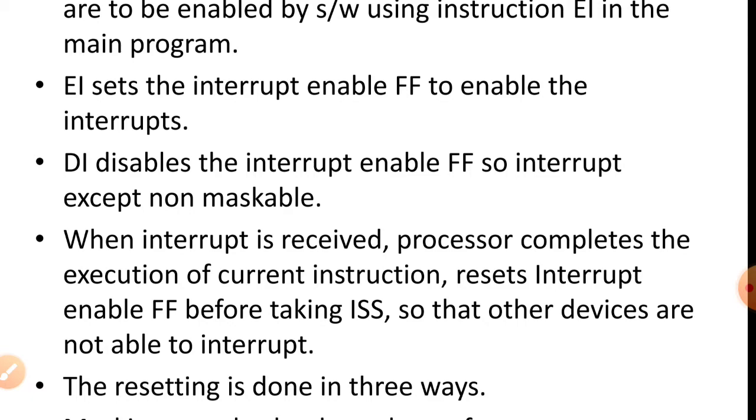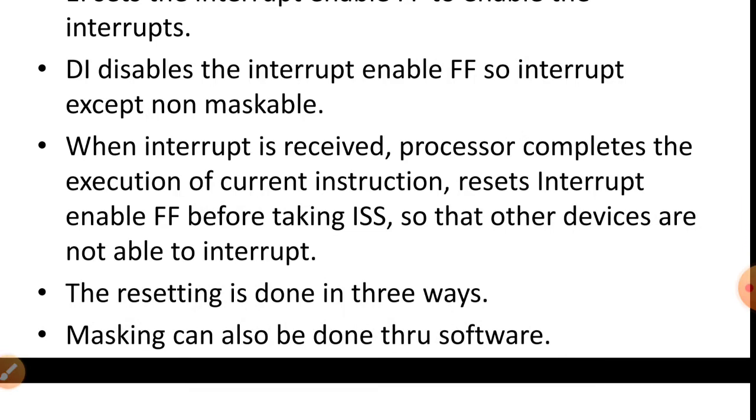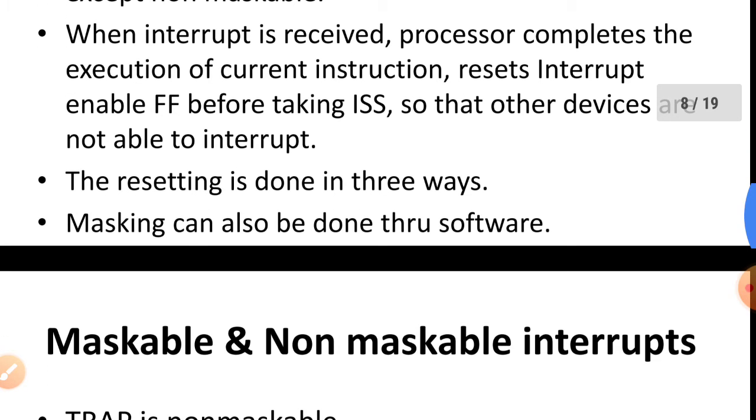So, when an interrupt is received, the processor completes its current instruction, whatever it is executing, resets the enable flip-flop and takes on the ISS. So, the other devices are not able to interrupt. Whenever it is entertaining one interrupt, all the rest of the interrupts are reset, because whenever it is entertaining one interrupt, it is not allowed to interrupt the processor again.